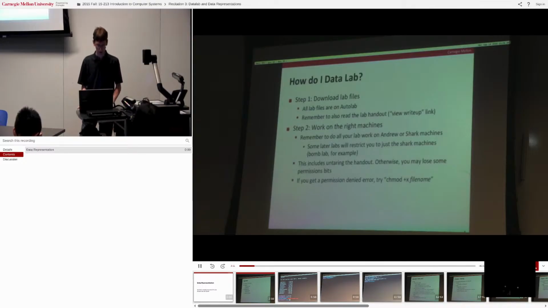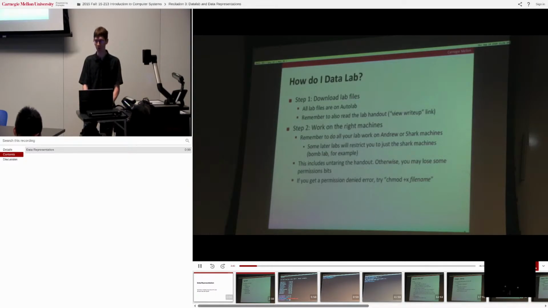OK, so Data Lab. How do you do Data Lab? First thing, you need to download the files from Autolab. All of the lab files will be on Autolab throughout the semester. There'll be a tar with the C files and other executables and stuff in it, and then there'll also be a link to a PDF write-up on Autolab. You should read both of those.